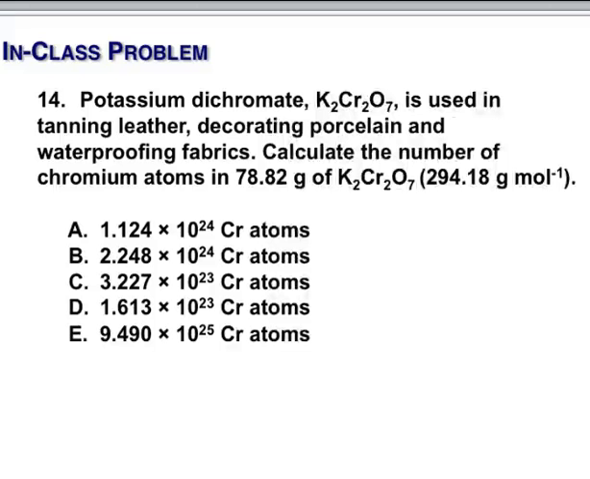Same sort of question again. We have 78 grams of potassium dichromate. We want to know how many chromium atoms we have. Every potassium dichromate has 2 chromiums, right? So that's our mole ratio.